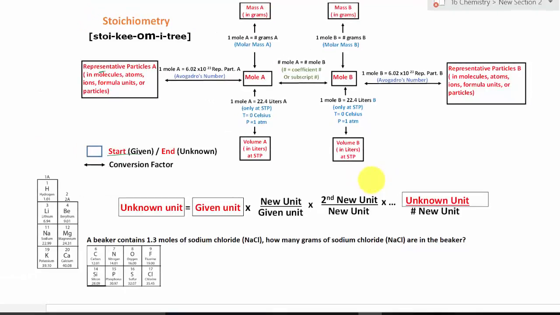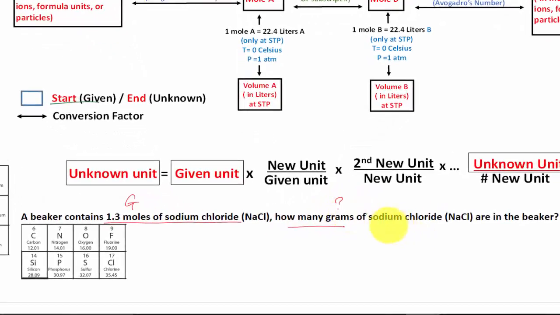Let's try another problem. In this problem, we have a beaker containing 1.3 moles of sodium chloride. How many grams of sodium chloride are in the beaker? In this case, our given is 1.3 moles of NaCl. So this is our given, and we are looking for how many, question mark, grams of sodium chloride. So our unknown is question mark grams of NaCl equal to our given, 1.3 moles of NaCl.